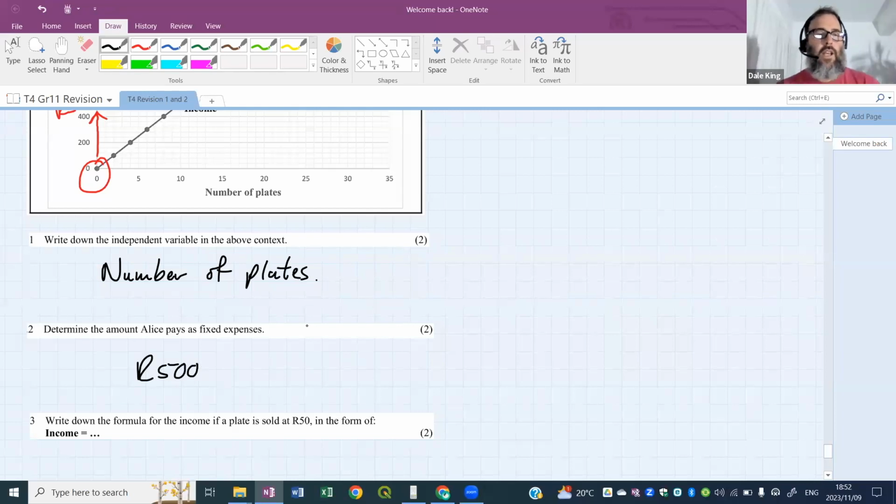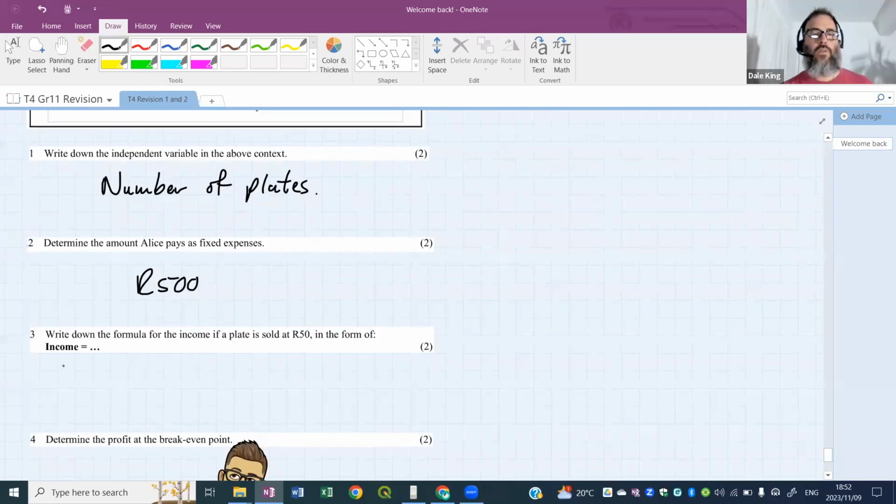Okay, very good. Number 3, write down the formula. Oof, you see how students struggle with this. Write down the formula for income if a plate is sold at 50 Rand, in the form "income equals". So we're going to write down an equation. The income will equal what? Who would like to try this one? You can type it in chat if you want. What kind of equation could we put? We're selling plates and they sell at 50 Rand. So what kind of equation for income could we write?